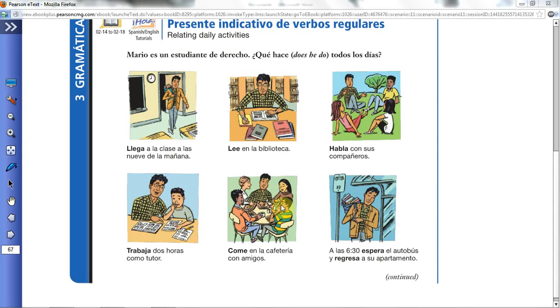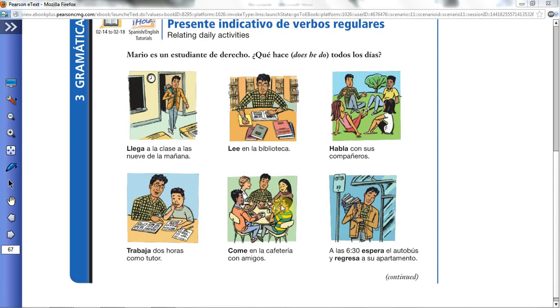El presente indicativo de verbos regulares. We're going to talk about the present indicative. The present indicative indicates things as they are in the present tense. Let's look at this page about Mario.